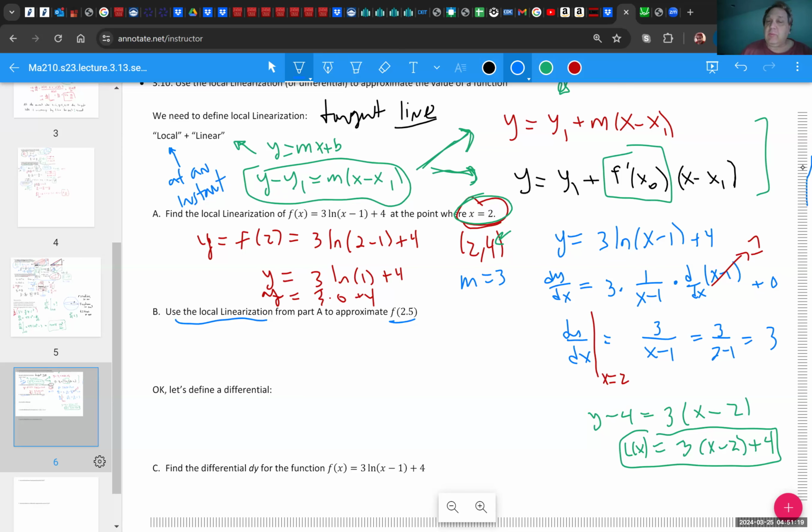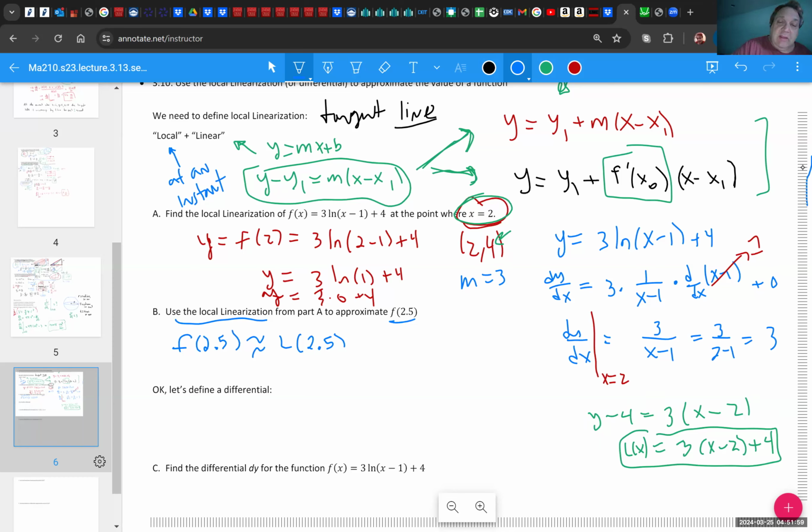But right now, we're just going to approximate something, and 2.5 is reasonably close to 2. So we're going to use it knowing that our answer is not going to be exactly correct. It's going to be a bit off because 2.5 is not infinitesimally close to 2. But the value of the function at 2.5 will be approximately the same. The value of the function at 2.5 would be approximately the same as the value of the tangent line at 2.5, which we call L, right? So those are about the same because we're right around 2.